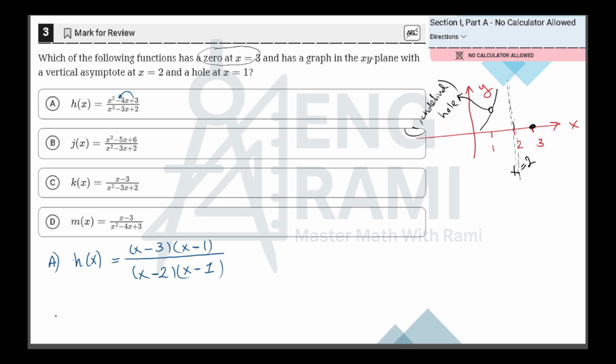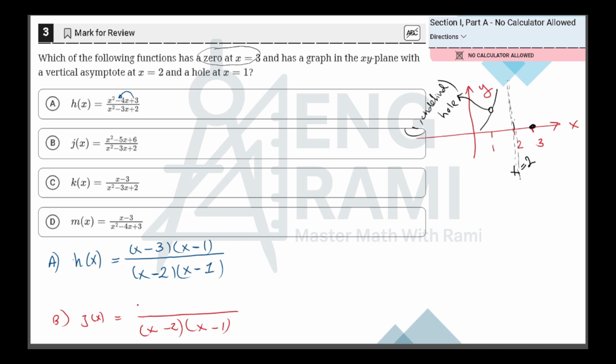What about choice number B? B equals 2. Here we go. The denominator is the same, so it will be x negative 2 and x negative 1.